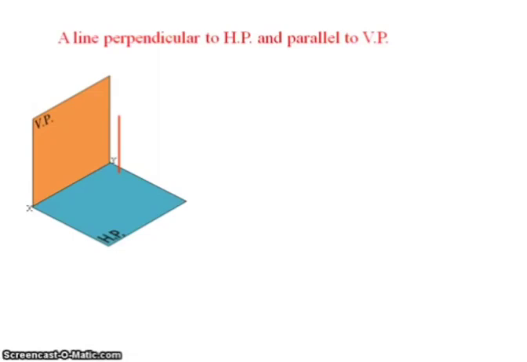So here the red line is the required straight line according to our case. What is the case here? A line perpendicular to the horizontal plane and parallel to the vertical plane. In an isometric view, here is the positioning of the line, which is perpendicular to the horizontal plane and parallel to the vertical plane, and it is at a certain distance from the horizontal plane. That means it is above the horizontal plane. I have placed the straight line above the horizontal plane and at a certain distance in front of the vertical plane. So in this condition, how will the front view and top view be?